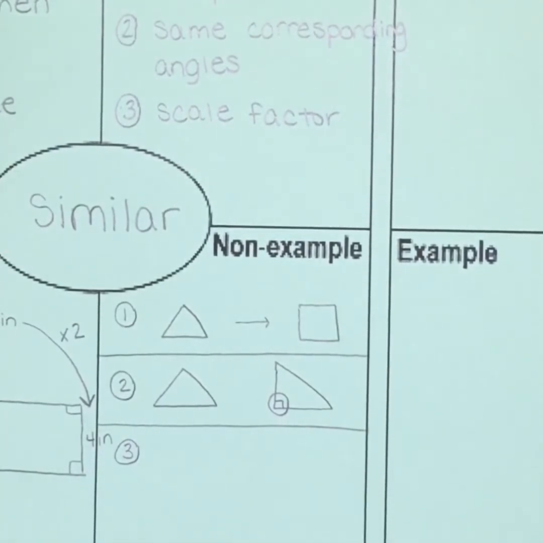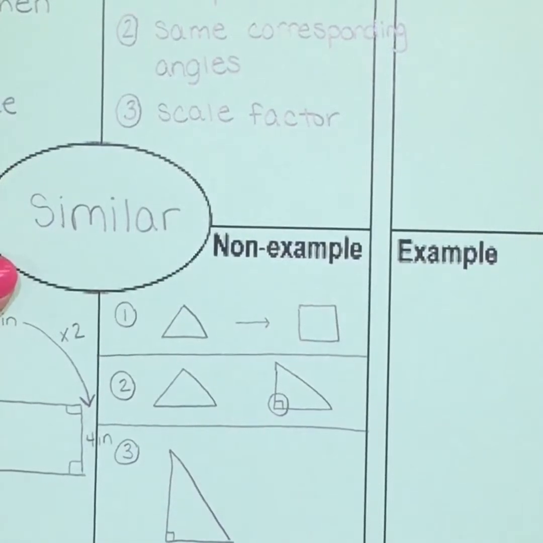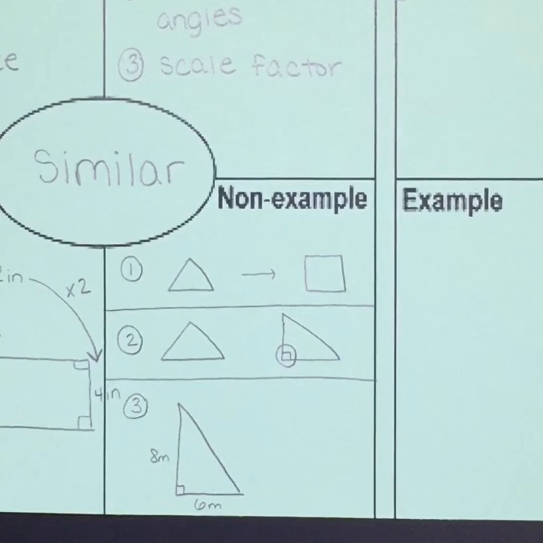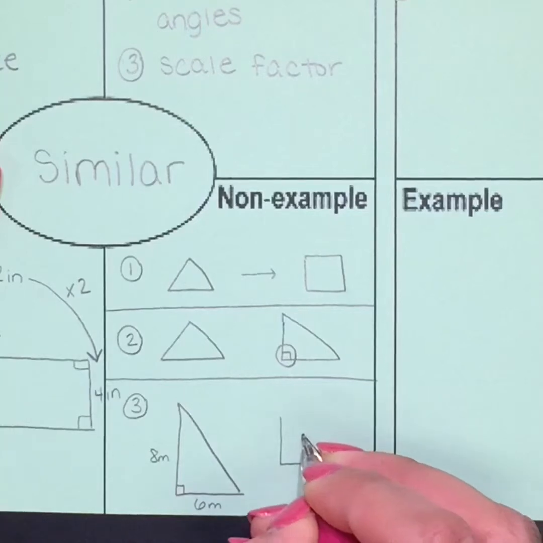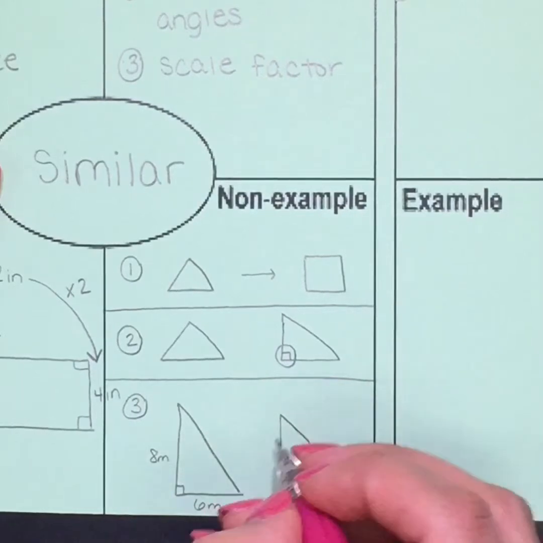And for the third characteristic, I'm going to show you 2 triangles that don't have a scale factor. So for example, if I was going from this large right triangle, again with the 90-degree angle, and its dimensions are 6 meters by 8 meters, and it's going to be reduced. What does reduced mean? Reduced, like reducir, means to get smaller. So I'm going to draw a smaller triangle over here. Still a right triangle. And the dimensions are 2 meters by 3 meters.